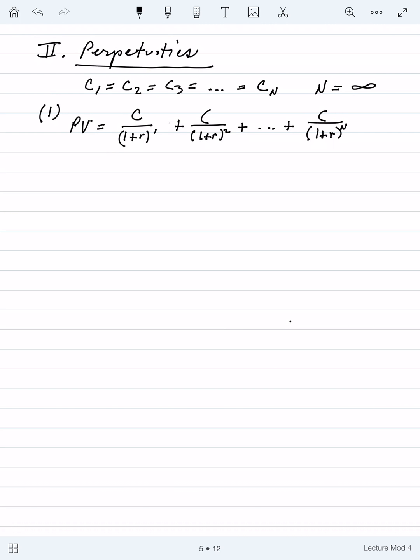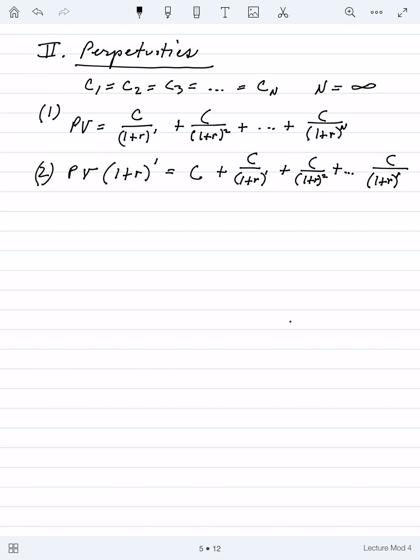Now you can multiply both sides of this equation by 1 plus r to the first power. So you'd have the present value times 1 plus r to the first, which equals cash plus cash over 1 plus r to the first, and then cash over 1 plus r to the second, and so on. So this is how it looks. And then finally we have C received in time period n minus 1, just one period before infinity.